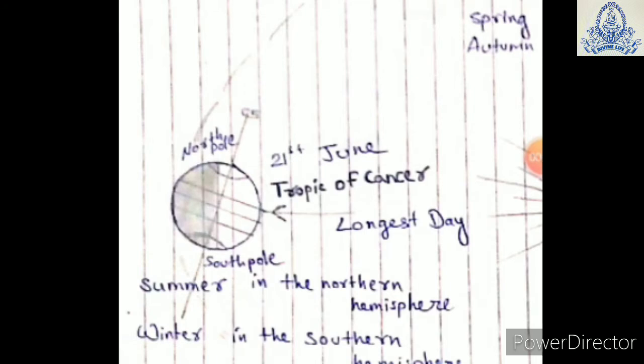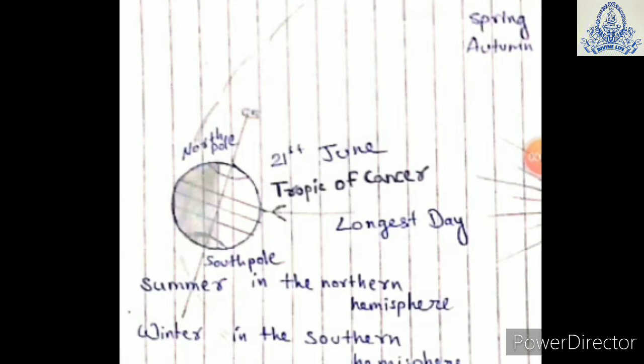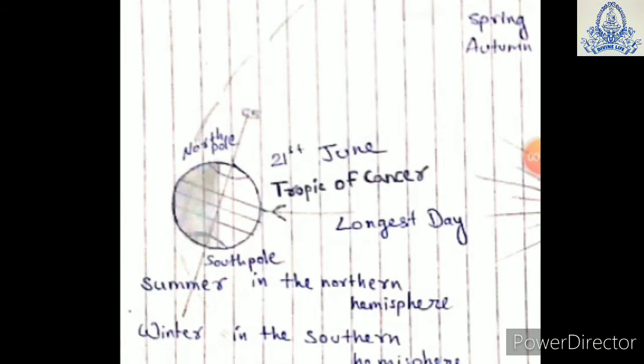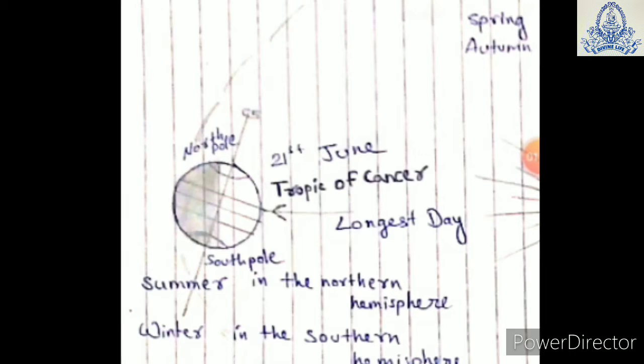In the same way, the southern hemisphere is getting less sunlight, so there will be winter season. Okay, now what about the days? Here I can give you one more piece of information: when more sunlight is observed, that means the length of day is also long. Meanwhile, in the opposite hemisphere the length of day will be short.